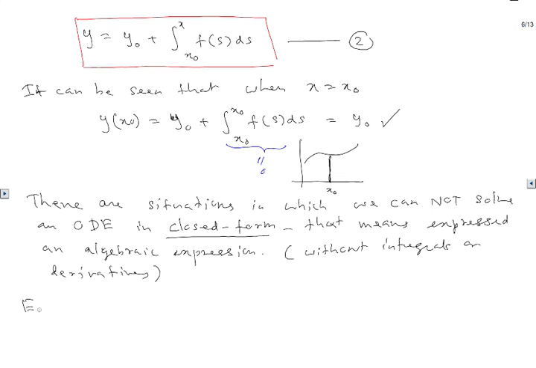So let's look at a situation. Let's look at this problem: solve y prime equal e to the minus x squared along with y(0) equal 1. This is a situation where you can use the formula directly if you want. So let's use that, just to see.